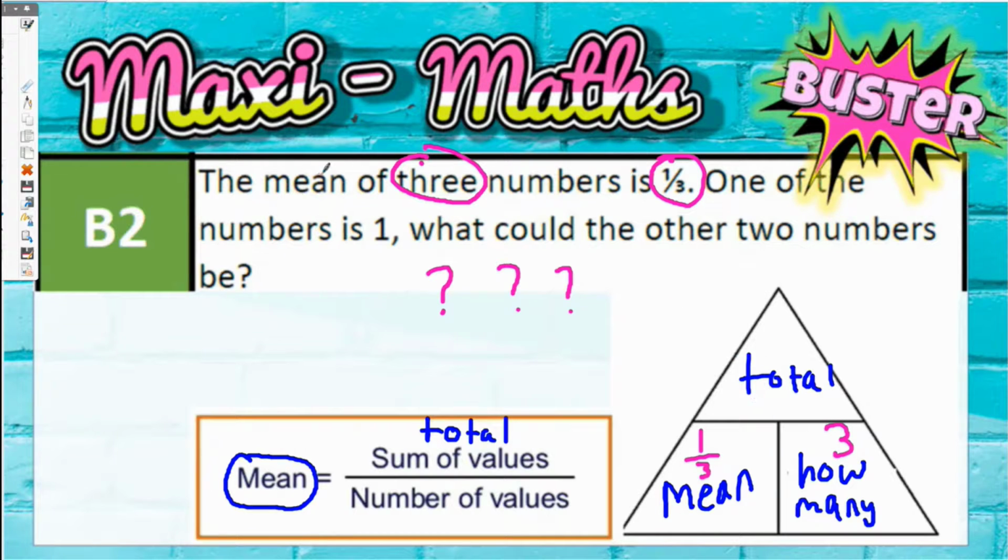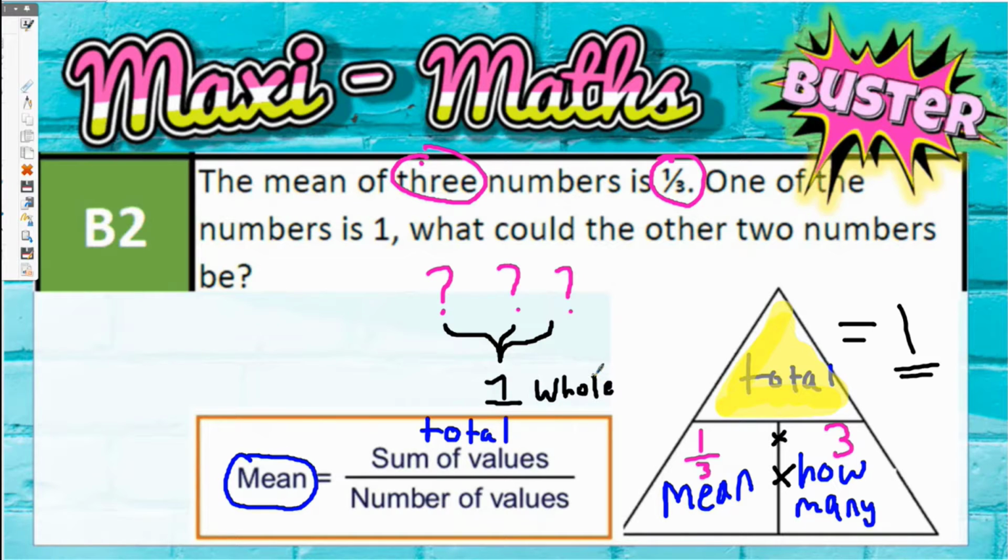Now, any time you've got one of these triangles, the thing that you don't know, you can cover up. So I don't know the total. If I cover up the total, then what I see left is what I've got to do to get it. If it's the two bottom things that are left, you basically multiply them together. So the total is the mean times by how many numbers there are. Well, that's a third times by 3. A third times by 3 equals a whole one. So that means the total of all three numbers, this number plus the other two numbers, has got to equal 1 whole.